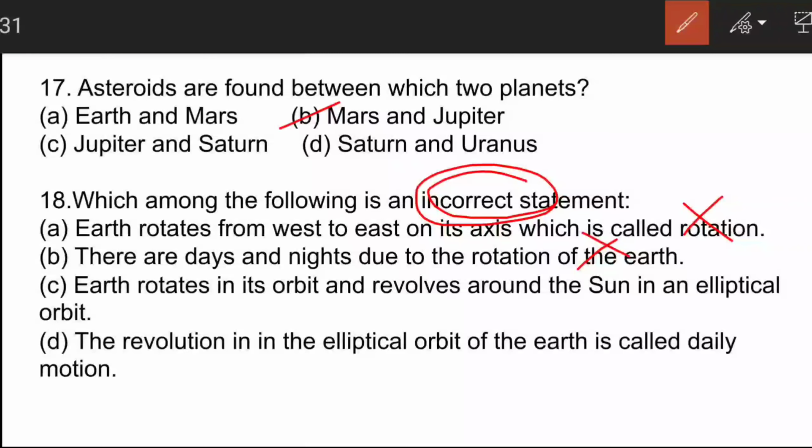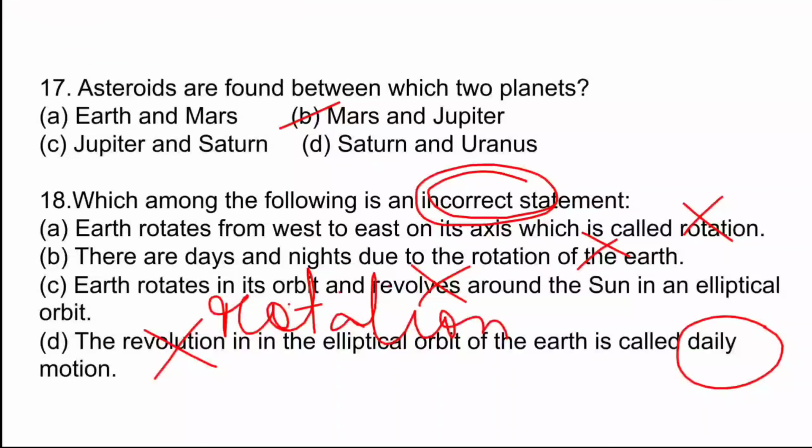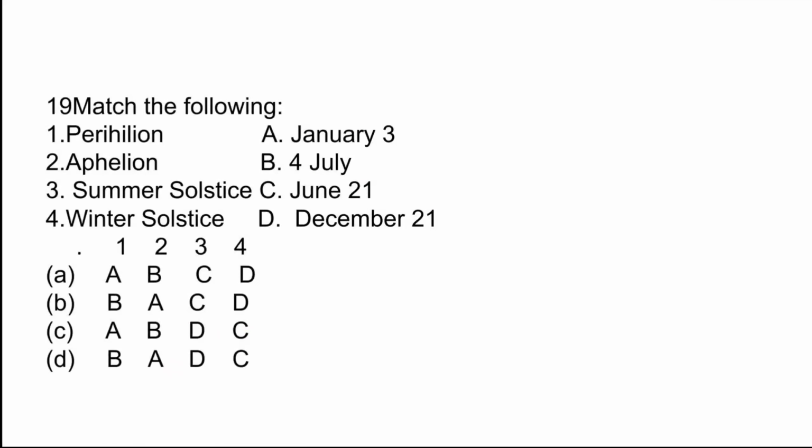Earth rotates on its axis and revolves around the sun in an elliptical orbit. This is also correct. The revolution in the elliptical orbit of the Earth is called daily motion. Here one word has been changed. The rotation on its axis is called daily motion. The next question is, here you have to match the following. This is again one of the most favorite questions of state PCS and UPSC.